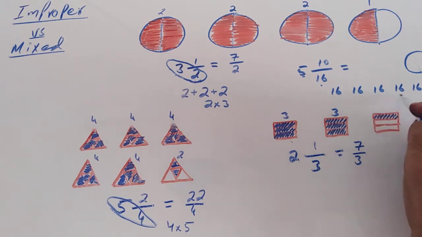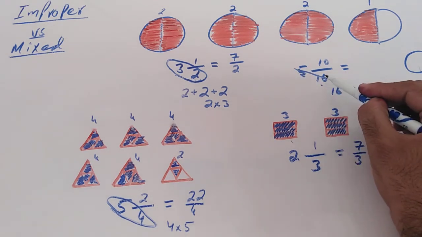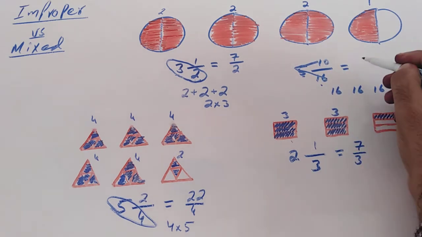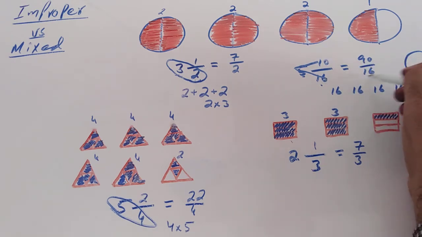So 16 is shaded 5 times, or just do 16 times 5. If you work it out, you'll get 80, and then 10 more pieces are shaded. So 80 and 10 is 90 out of the total pieces of 16. So it's 90 over 16.